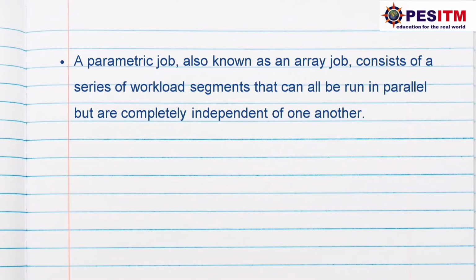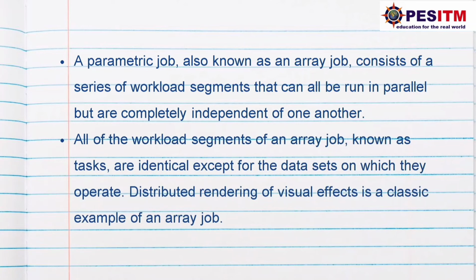A parametric job, also known as an array job, consists of a series of workload segments that can all be run in parallel but are completely independent of one another. All of the workload segments of an array job, known as tasks, are independent except for the datasets on which they operate. Distributed rendering of visual effects is a classic example of an array job.